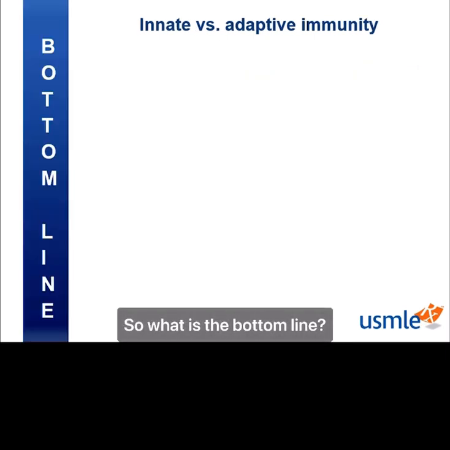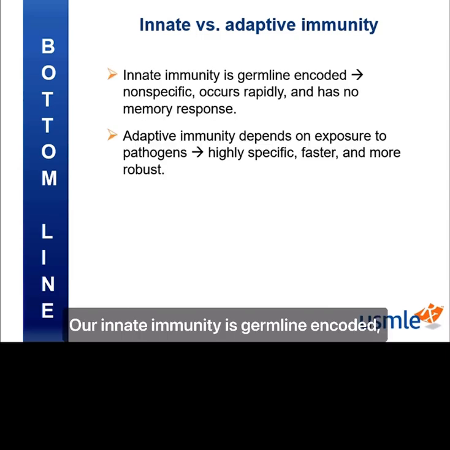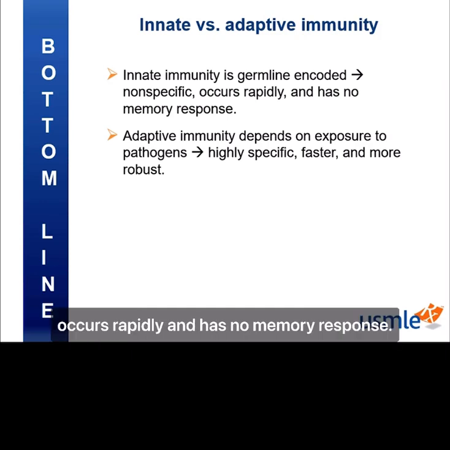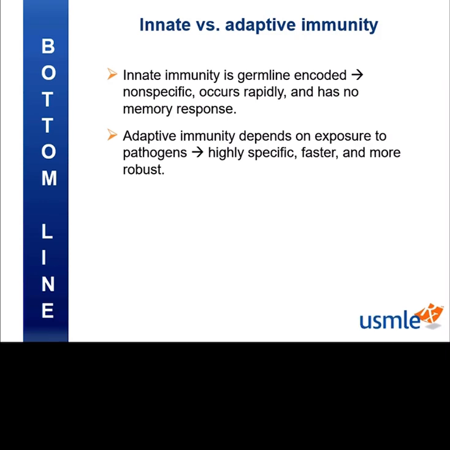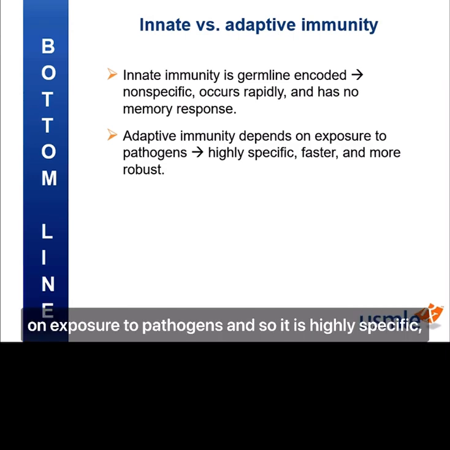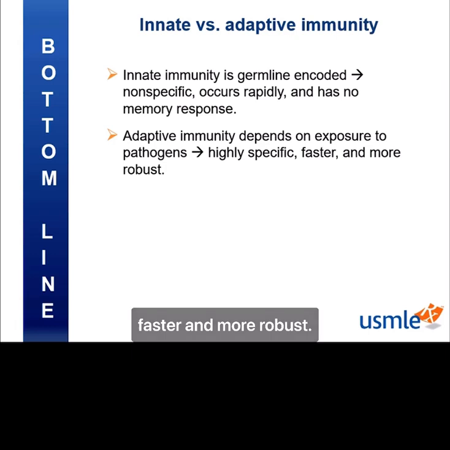So what is the bottom line? Our innate immunity is germline encoded, and so it is nonspecific, occurs rapidly, and has no memory response. Our adaptive immunity depends on exposure to pathogens, and so it is highly specific, faster, and more robust.